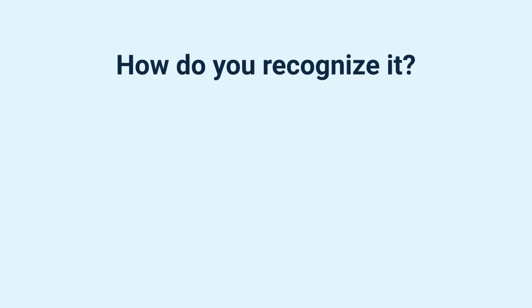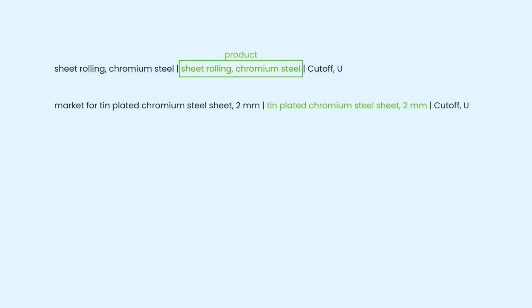How do you recognize whether this is the case for the material you're modeling? Well, first off, it's important to recognize whether a dataset includes only a process or also the raw material. You can do this by looking at the product of the dataset, which is the second part of the name. For the first dataset, the product of the dataset is the sheet rolling process, and so it doesn't include the raw material. The second dataset has tin-plated chromium steel sheet as a product, indicating that this one includes the entire production process for this material.